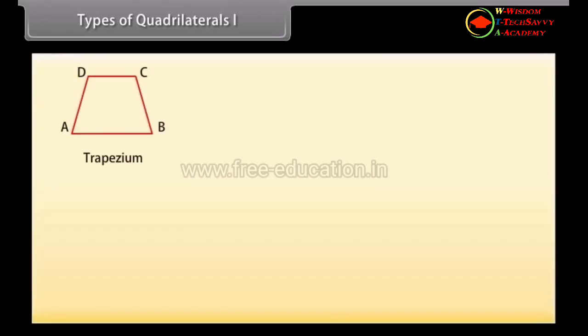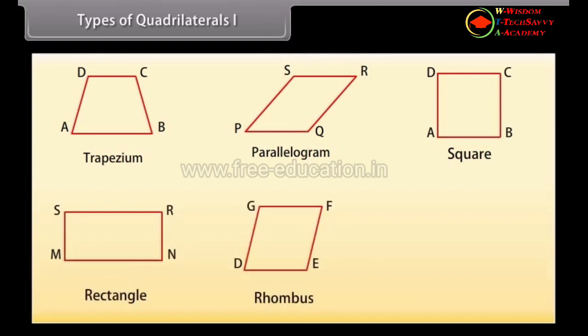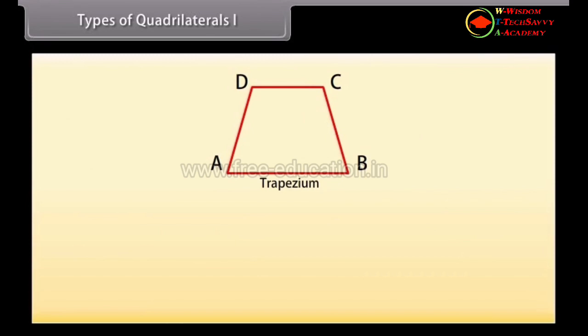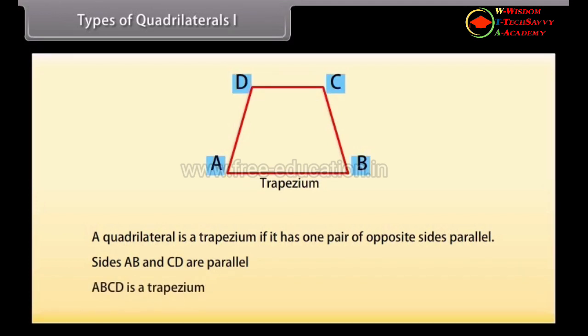Types of quadrilaterals 1. There are different types of quadrilaterals like trapezium, parallelogram, square, rectangle, rhombus, and kite. Look at these figures. We will go through them one by one. First one is trapezium. A quadrilateral is a trapezium if it has one pair of opposite sides parallel. Here opposite sides AB and CD are parallel, so ABCD is a trapezium.